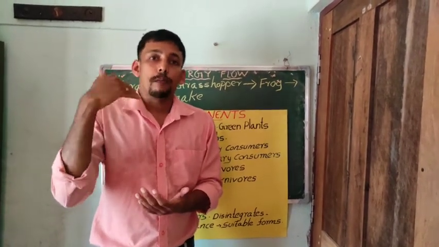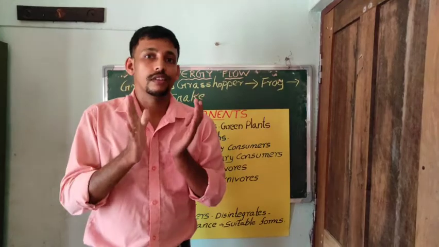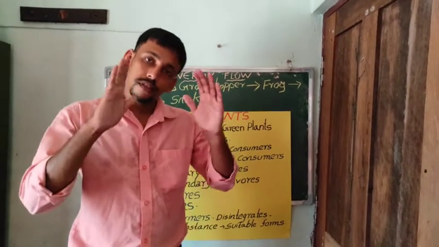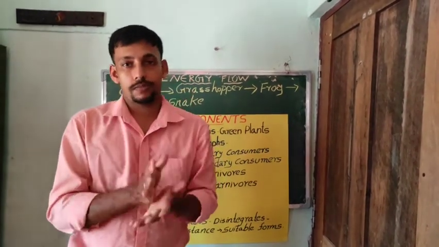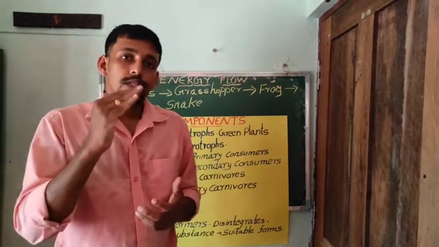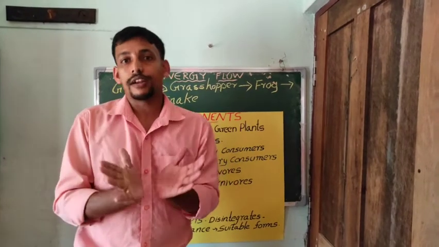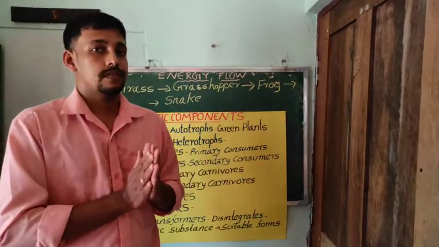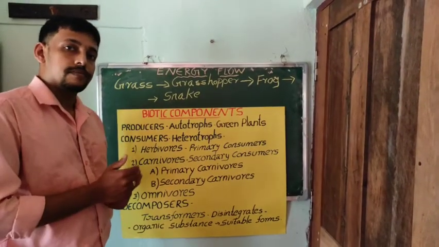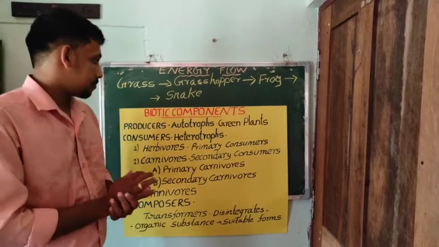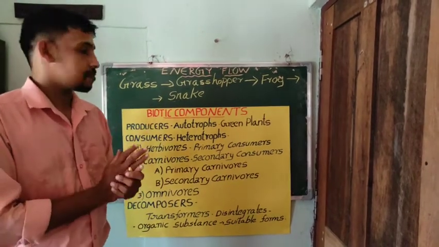Then, what is meant by the biotic components? The biotic components means the living things present in the ecosystem. All the living things constitute the biotic component of a particular ecosystem. Okay. So these biotic components, the living things, are also divided into three types. There are three categories. Okay. So, let's have an idea regarding the biotic components of the ecosystem. So, all living things come under the biotic components.